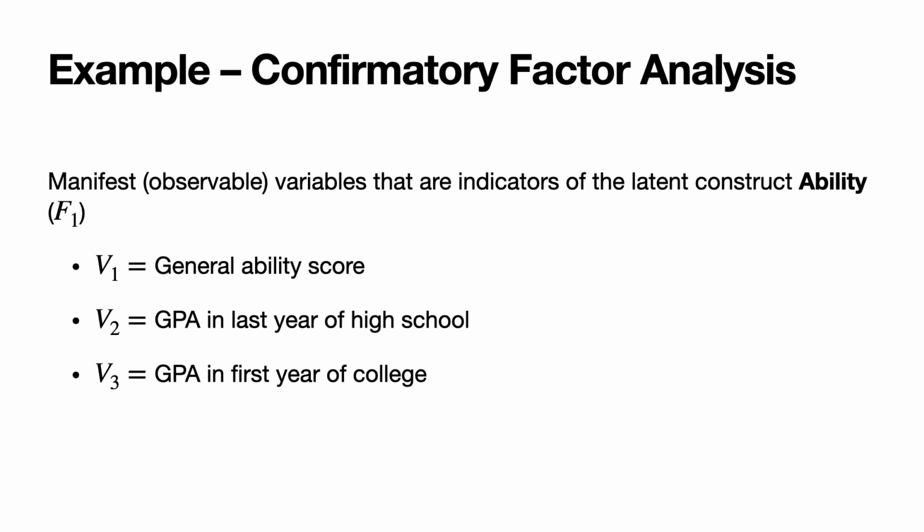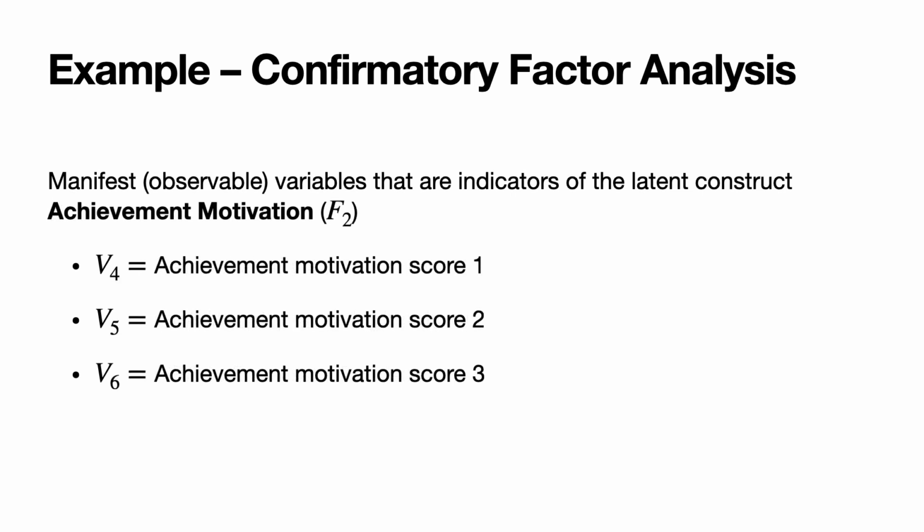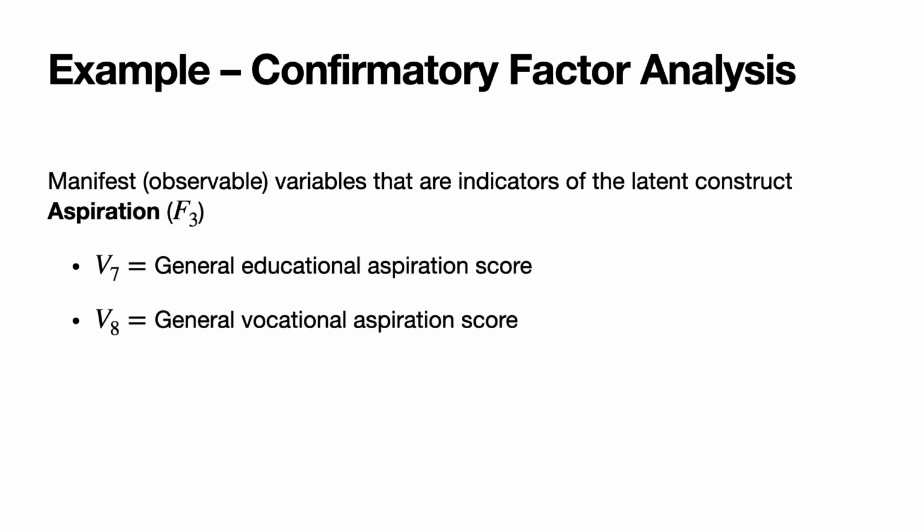So V1, V2, and V3 are associated with the first latent construct, F1, which is the student's ability. Manifest variables that are indicators of the latent construct achievement motivation, or F2, are the 3 achievement motivation scores, V4, V5, and V6. The manifest variables that are indicators of the latent construct aspiration, or F3, are the 2 aspiration scores, V7, the general educational aspiration score, and V8, the general vocational aspiration score.